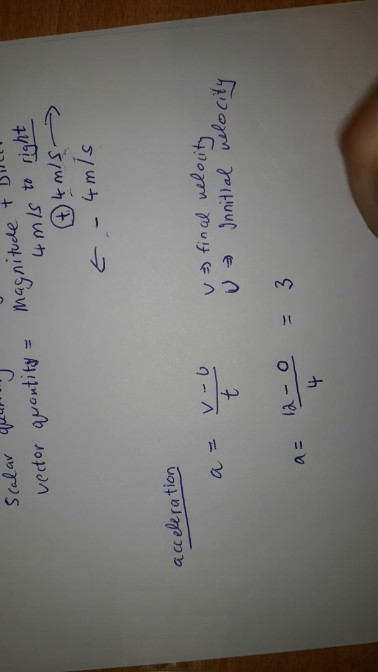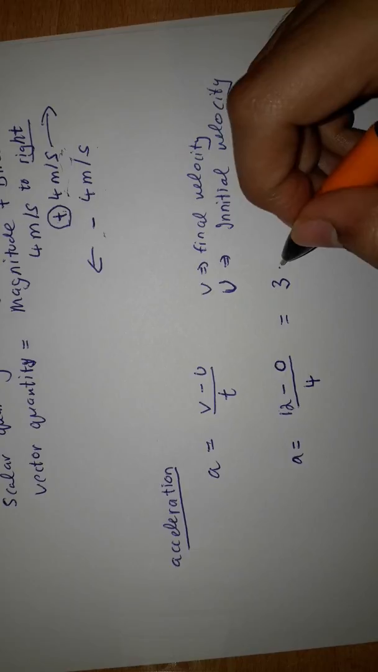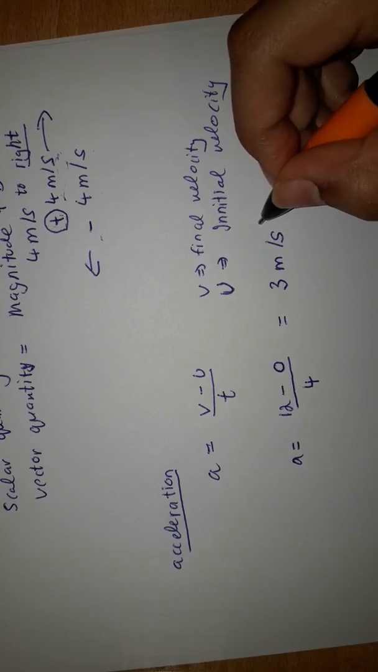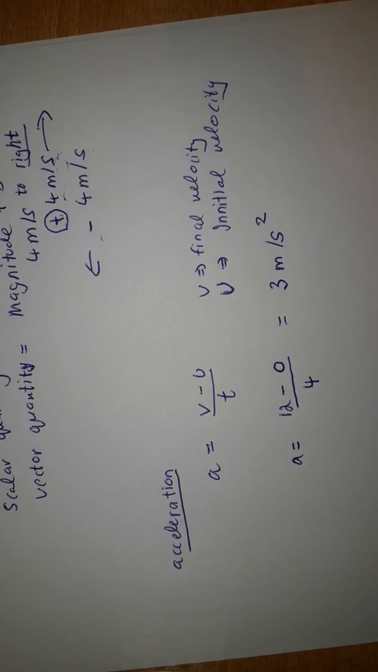Okay. Now, speed or velocity is written in meters per second, but since you're dividing meters per second by seconds, your acceleration unit is meters per second squared. Okay?